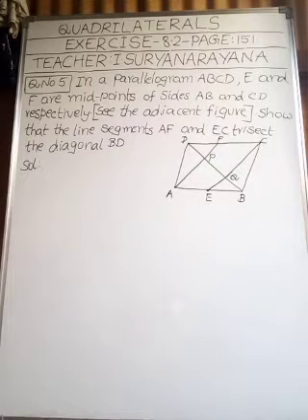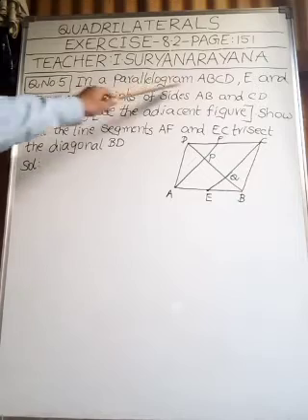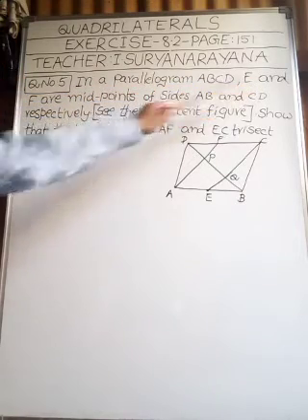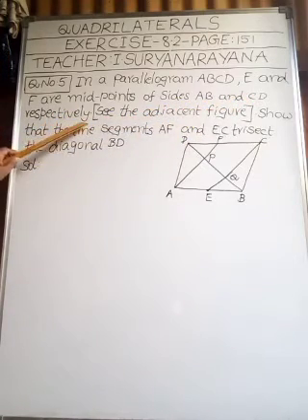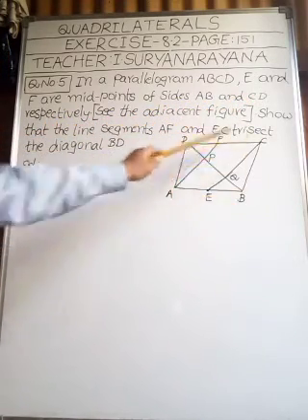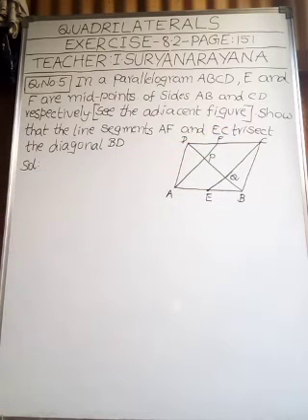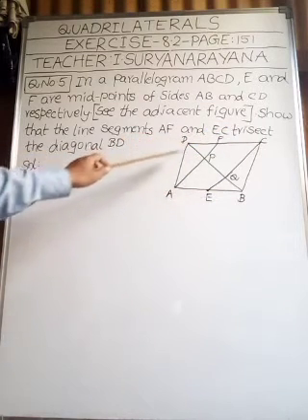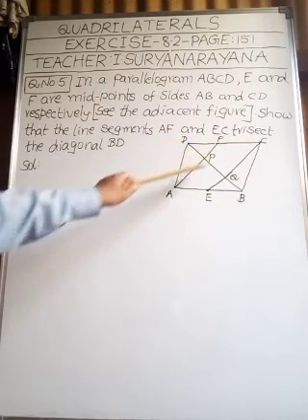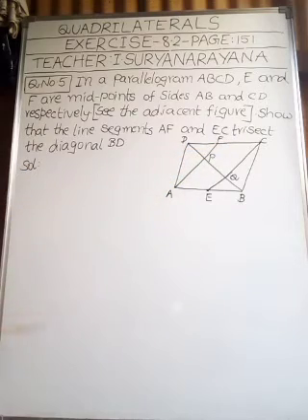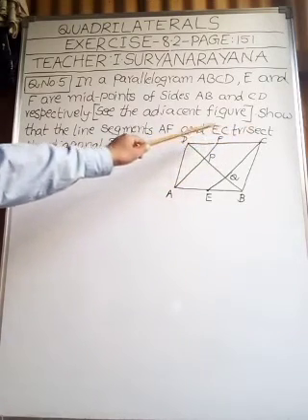Okay, my dear children. Now come to the fifth question. Question number 5. Are you ready to listen to the class? In a parallelogram ABCD, E and F are midpoints of sides AB and CD respectively. See the adjacent figure. Observe this figure carefully, my dear children. ABCD is a parallelogram. Here, E and F are midpoints of AB and CD respectively. Okay, my dear children, understood?